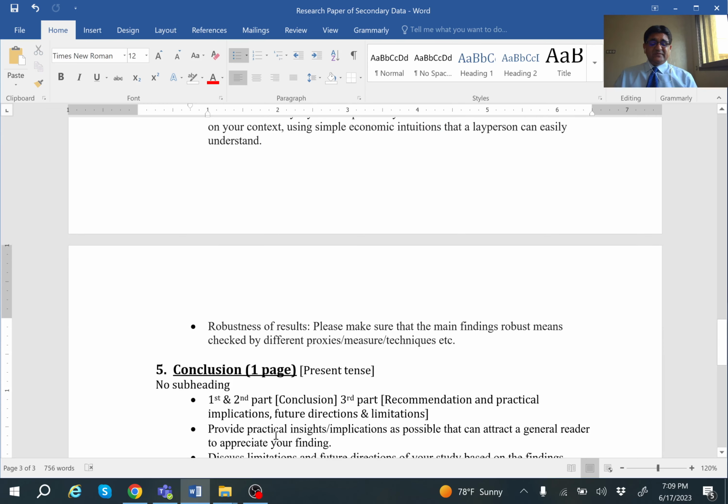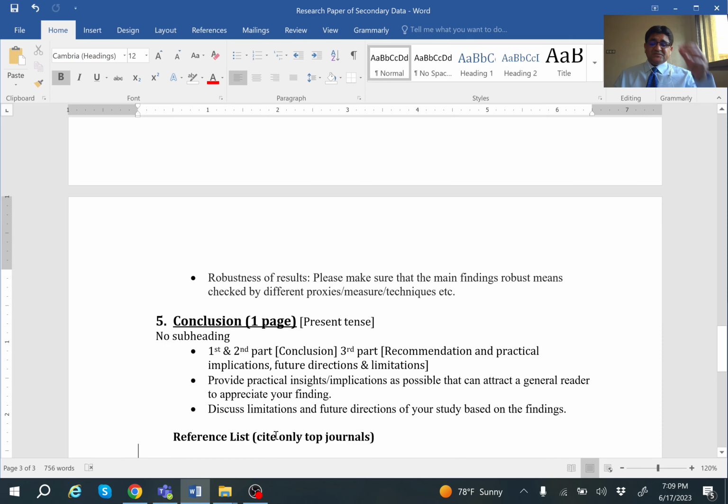Then we are left with the conclusion. This is the last part of the main body of your paper. It may be one page, okay, 1.5 pages. So here we normally conclude our results. In the first paragraph you can write the objective and the techniques which you have used. Then you can relate what you found, what your major findings are, and then you can provide the recommendation and practical implication of your research.